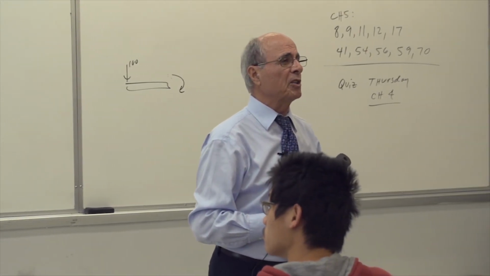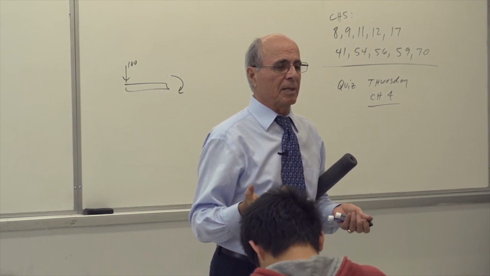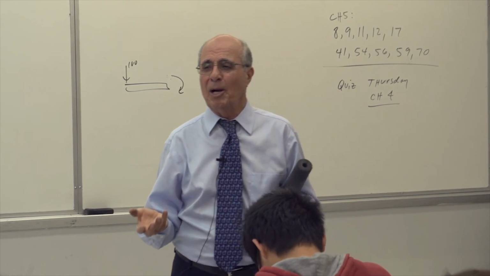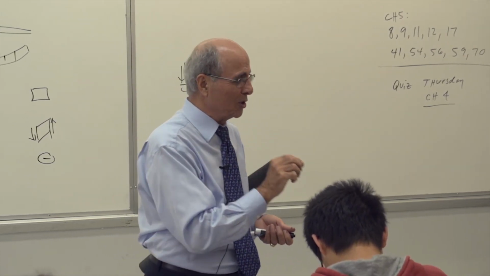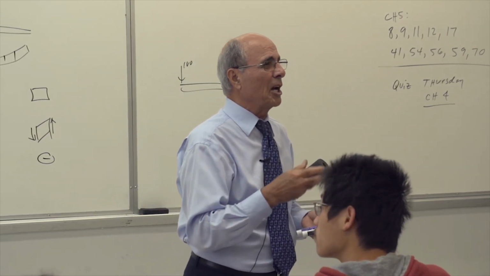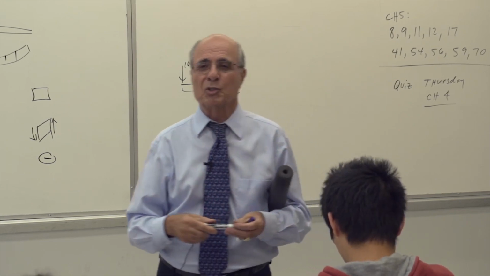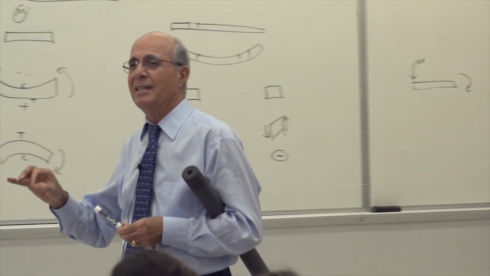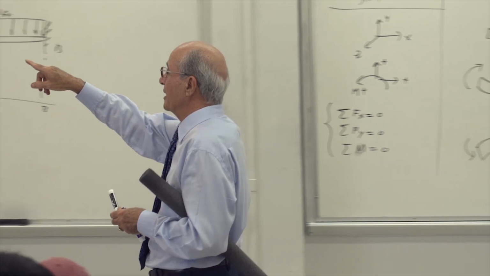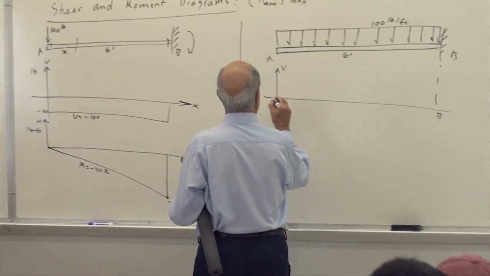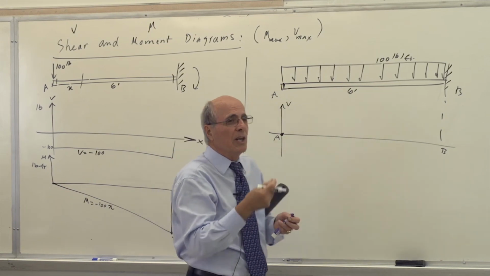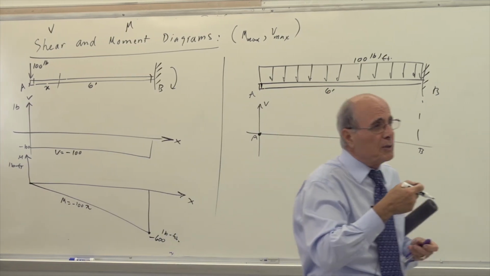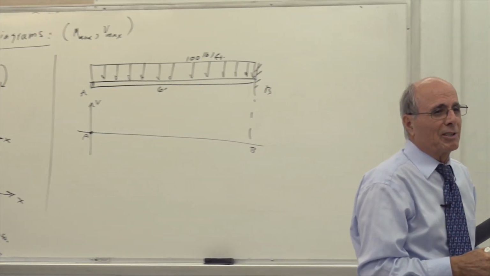Epsilon times 100 is how much? Come on, guys, answer. It's not 100 epsilon. Epsilon is 0, yes or no? 100 times 0 is 0. So the shear starts at 0, although it's not like that. That was 100 there. So start here at 0, yes or no? Because if I'm here at the distance of 0, 100 pounds per foot times 0 is 0. Is that correct or not?